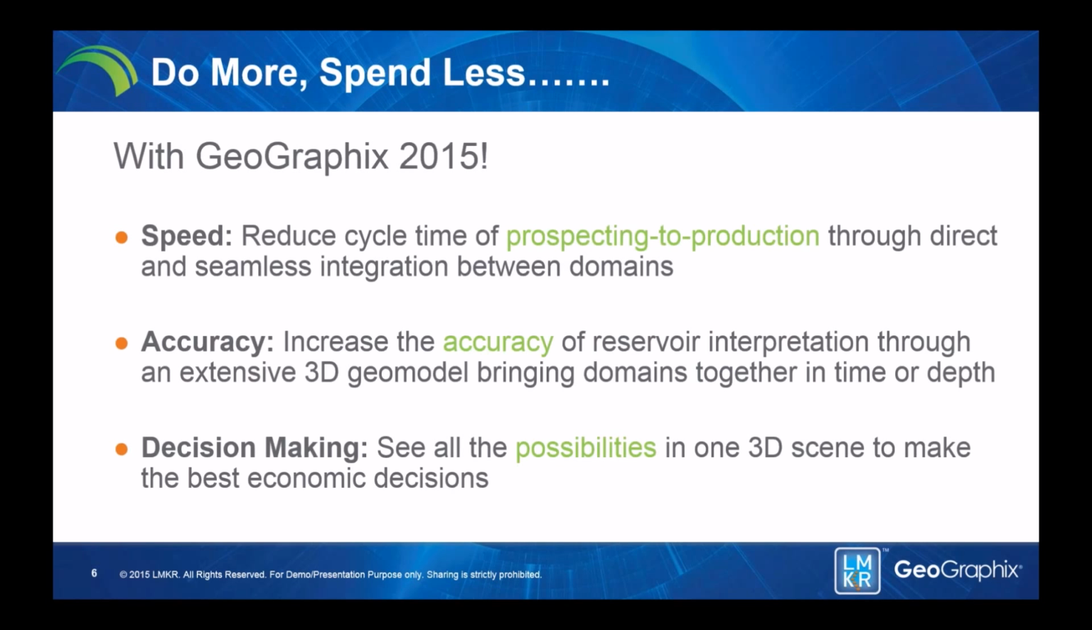We have focused on, in 2015, speed, accuracy, and enhanced decision making. Speed to reduce the cycle of prospecting through production through a direct and seamless integration between domains. In accuracy, we've increased the accuracy of reservoir interpretation through an extensive 3D geomodeling to bring all the domains together in time or depth. All this goes together to make better decision making, to see all the possibilities in one 3D scene to make the best economic decisions possible.